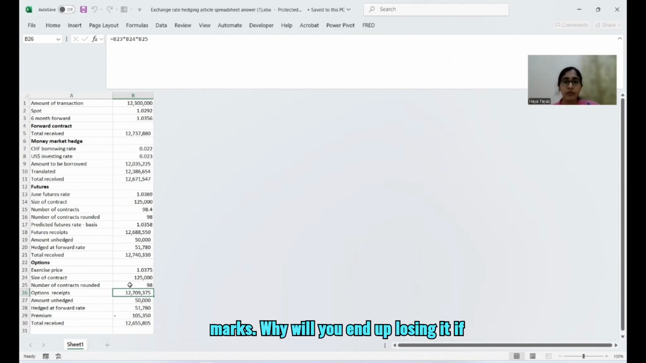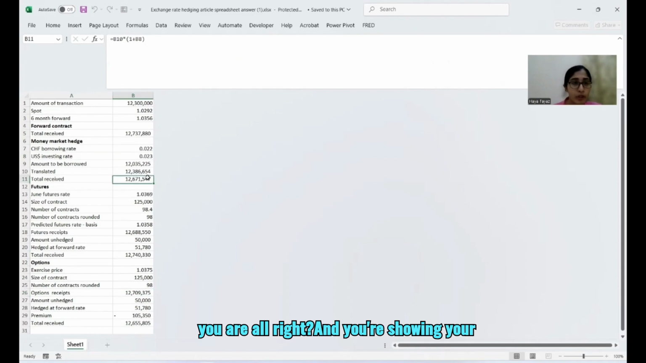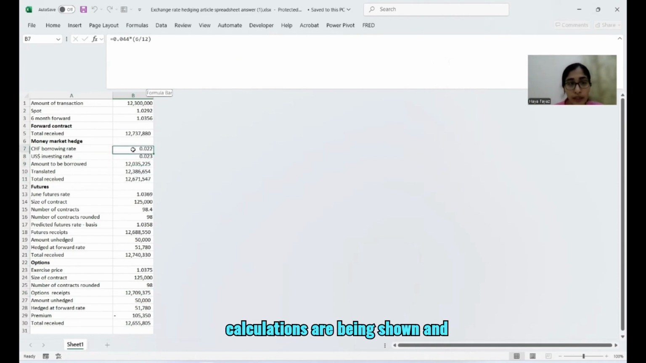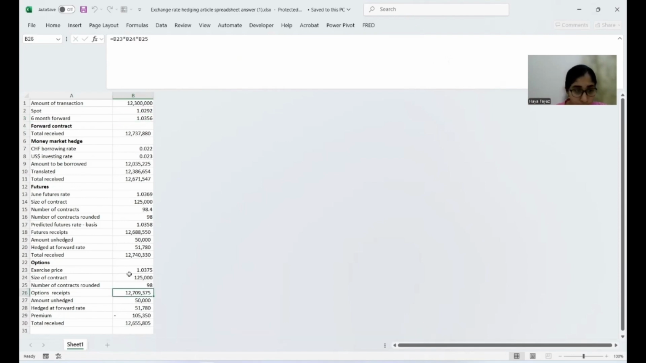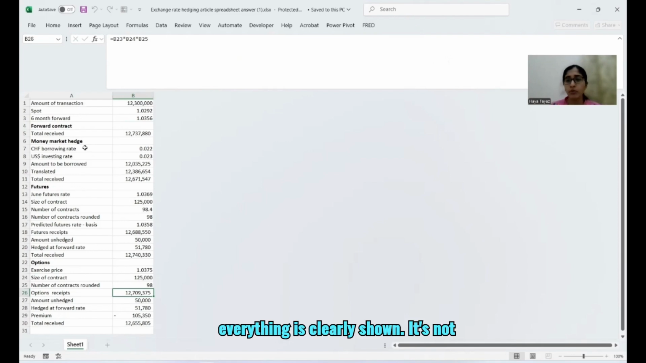Why will you end up losing it if you're doing all of this right and you're showing your calculations? You can see all the calculations are being shown, and the spreadsheet is of course pretty much similar to what is there in the exam. You don't have to worry about that. You can practice in your Excel also. And see, you can see that everything is clearly shown. It's not like I have to figure out where is what.